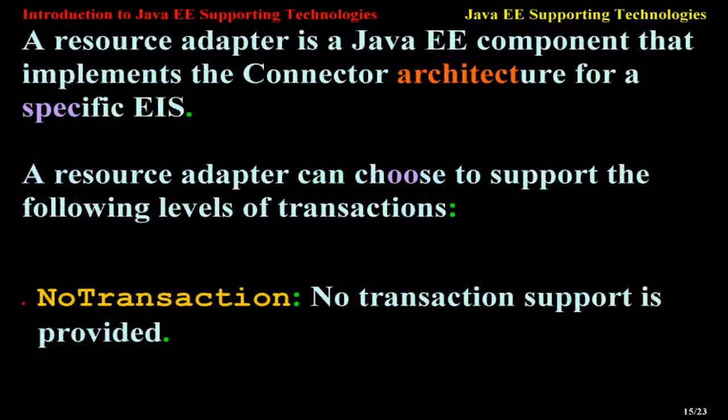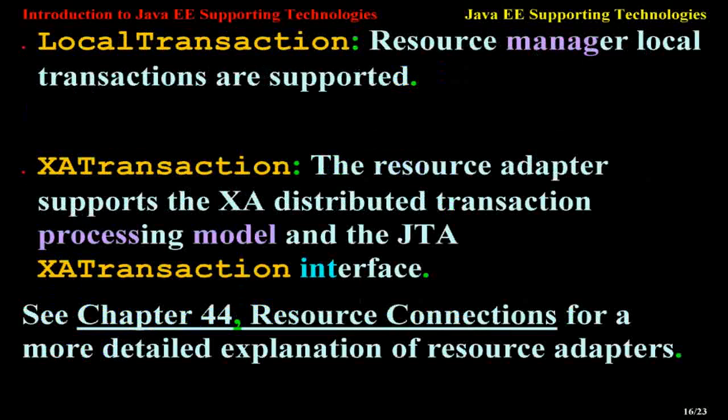No transaction support is provided. Local transaction: resource manager local transactions are supported. XA transaction: the resource adapter supports the XA distributed transaction processing model and the JTA XA transaction interface. See Chapter 44, Resource Connections for a more detailed explanation of resource adapters.